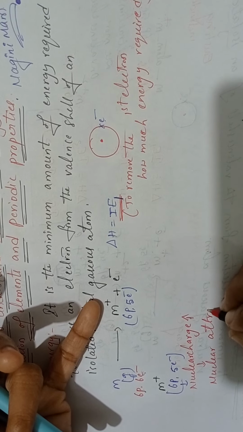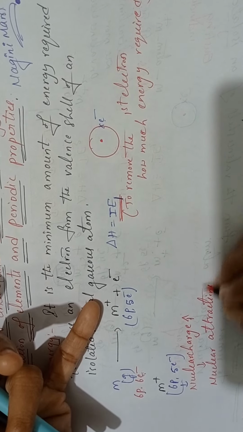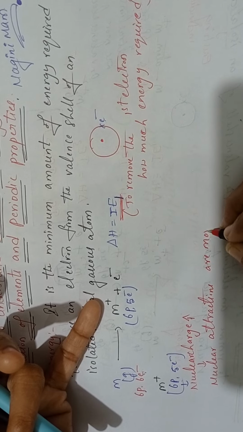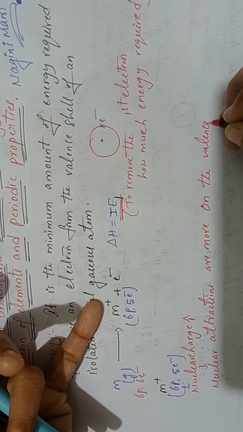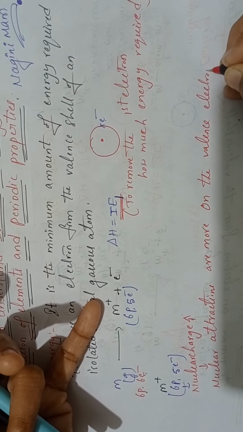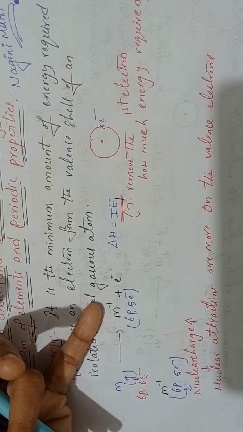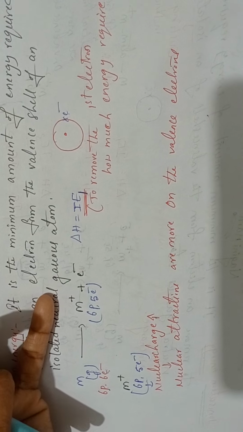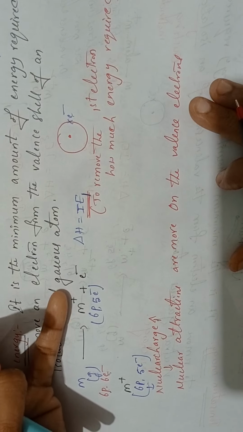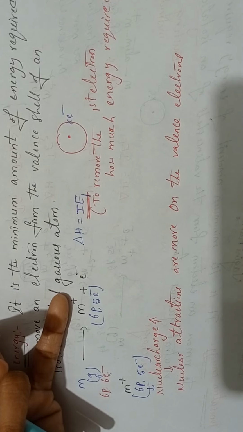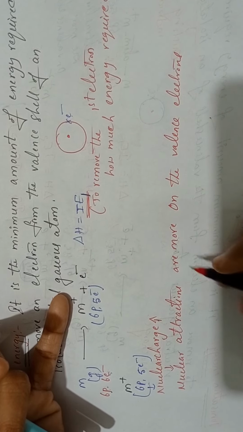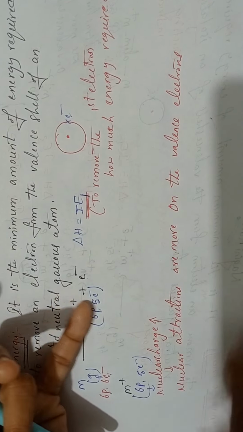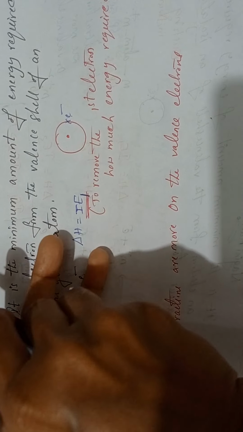Nuclear attractions are more on the valence electrons. So whenever attractions are more, what will happen, students? Nuclear attractions are more, so that's why the nucleus is not ready to lose an electron, not ready to lose a valence electron.